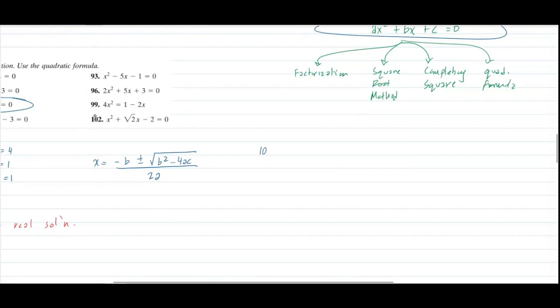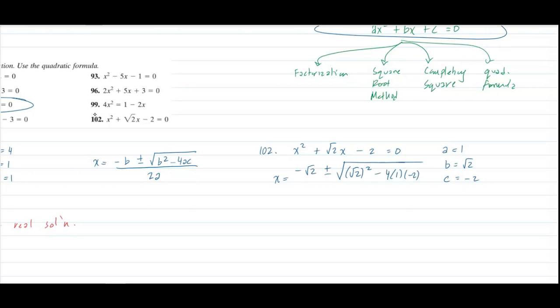So 102 is the interesting one. Let's use an a value of 1, a b value of root 2, and the c value of negative 2. Here goes the quadratic formula. x is equal to negative root 2 plus or minus the square root of b squared. So I'm going to put parentheses around this. So b squared minus 4 times a times c. As I said it, I wrote down each of the numbers, right? And then that's divided entirely by 2 times a, which is 2 times 1 in this context.